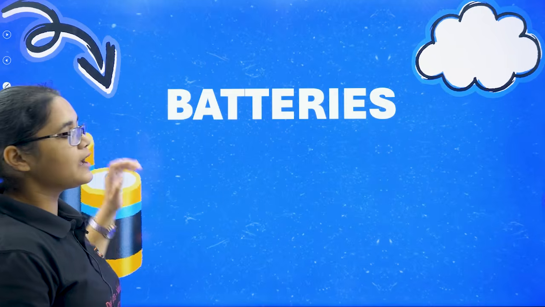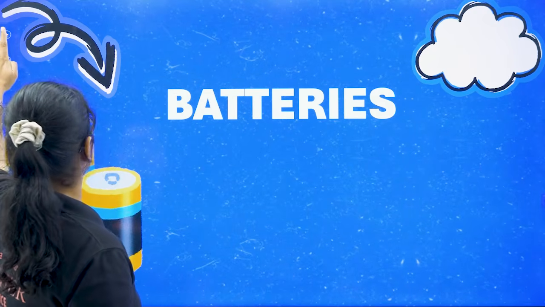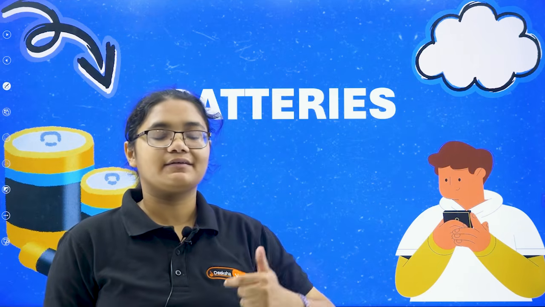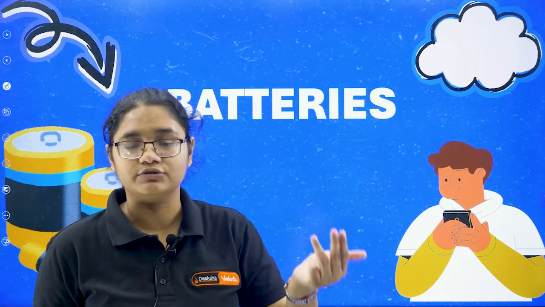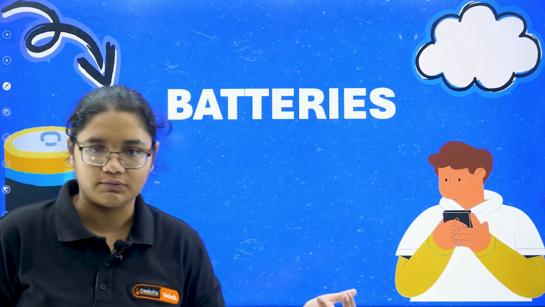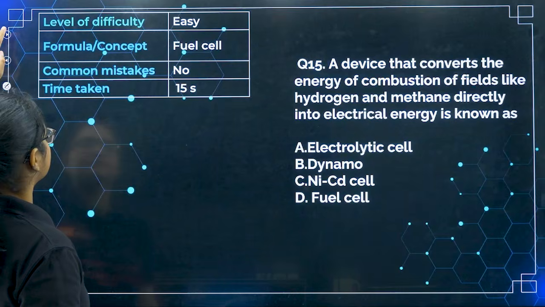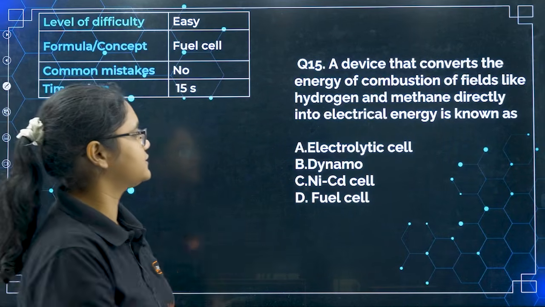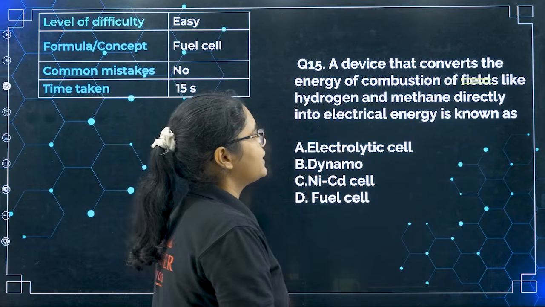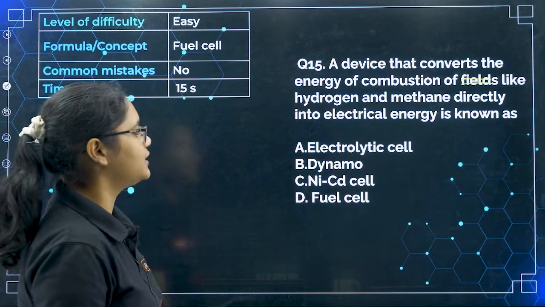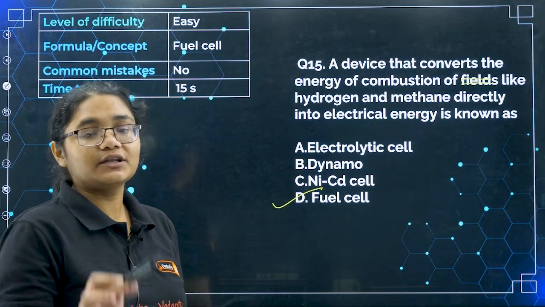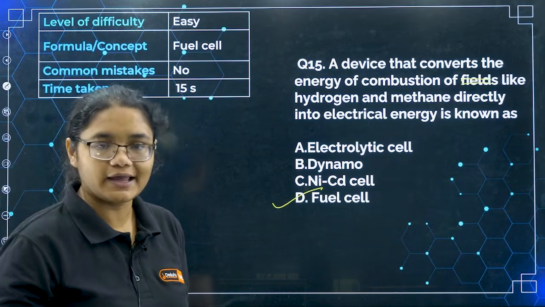Okay. Moving to the next topic, which is batteries. So in batteries, what all things have we studied? We have studied primary batteries, secondary batteries, fuel cells, hydrogen, and lastly, corrosion. Okay, so these concepts will all be covered in this part. A device that converts the energy of combustion of fuels like hydrogen and methane directly into electrical energy is known as, we have studied, a fuel cell, which uses the combustion energy to convert into electrical energy.